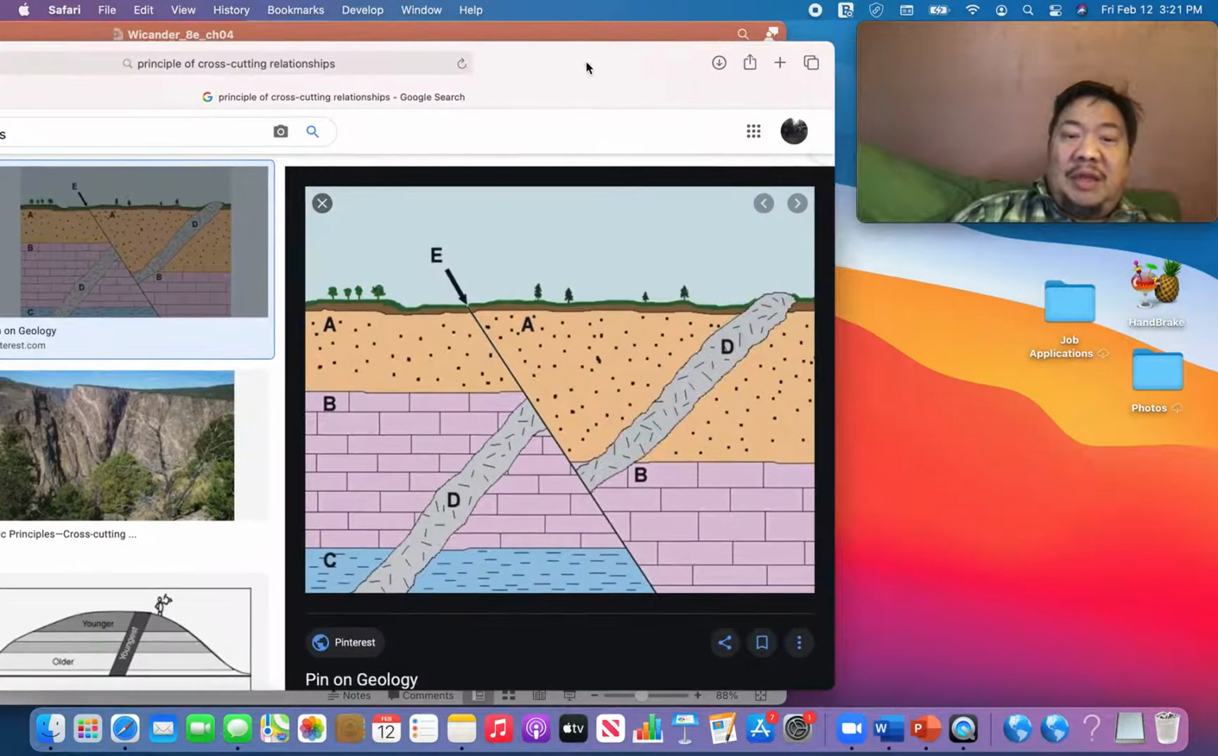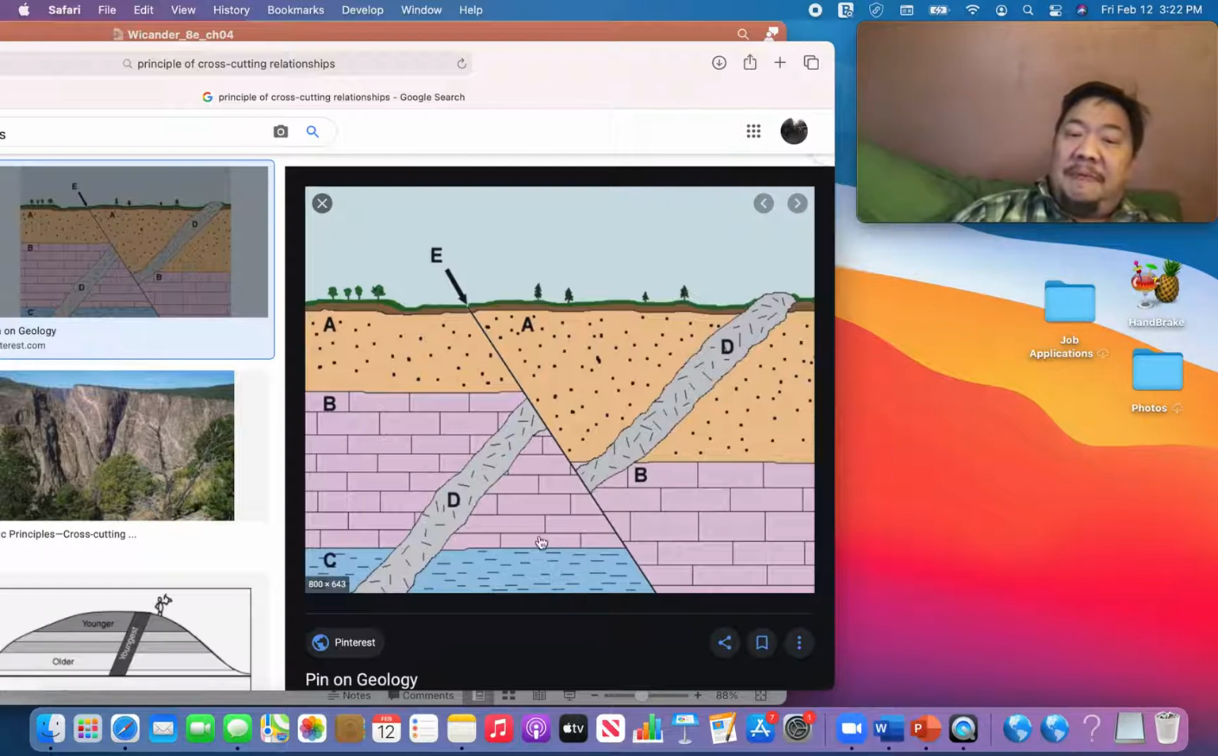And we need to get used to these symbols. When you see dashes, it means shale. Shale is a sedimentary rock, and so it's layered in beds. Brick pattern means limestone. And dots mean sandstone. Okay. So, which is the oldest bed here? The shale, the limestone, or the sandstone? The shale is the oldest bed according to the principle of superposition.